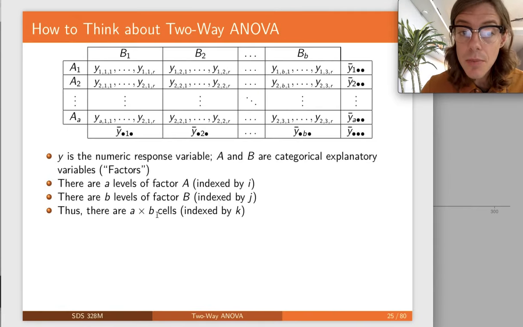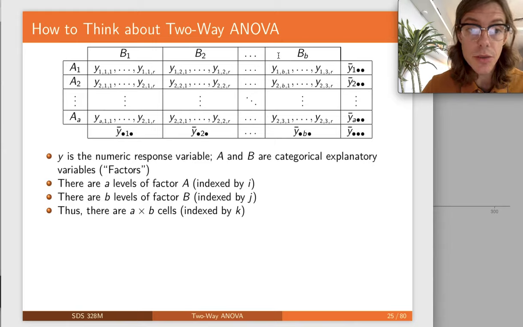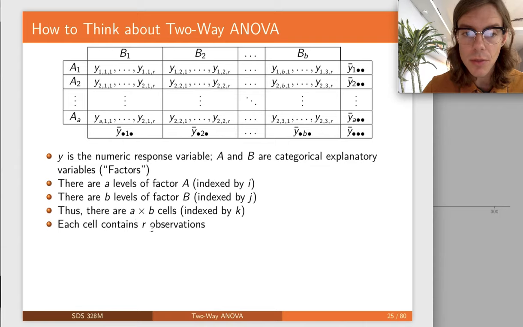So there's going to be A by B cells, where A is the number of groups in factor A and B is the number of groups in factor B. So here there's 3 and 3, right? So you have data in 9 cells, 1, 2, 3, 4, 5, 6, 7, 8, 9. So those are your cells. And in this case, it'll be balanced.